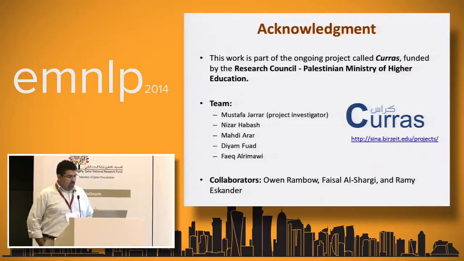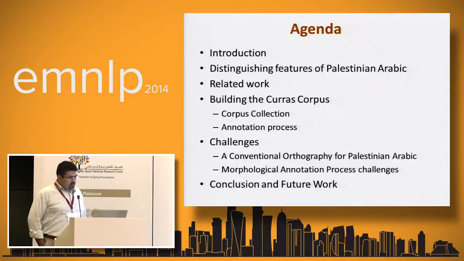I've been working with the team since the beginning of the project, and we've also had collaborators like Owen Rambo at Columbia and Rami Iskandar, who's also here. Actually, he's been helping us from the Columbia side. For the talk, I'm going to start with a bit of an introduction, talk about distinguishing features of Palestinian Arabic-related work and how the corpus is built. It's still in the preliminary stages, very, very tiny compared to Samah's corpus, but it's on a dialect, which his corpus doesn't have. I'll talk about some of the challenges that we had to deal with and conclude.